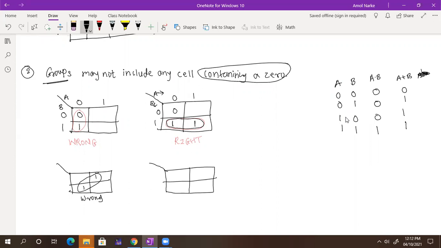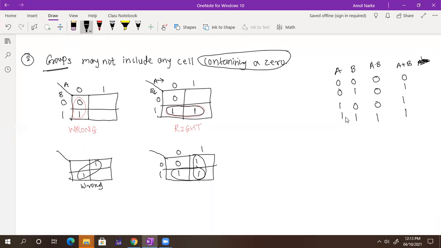Whether you are getting 0 here, 1 here, that is a different part. I will tell you that later on. First we understand the grouping. Suppose here we have 0, 1, 1, 1. This grouping is allowed, and this grouping is also allowed. But this is wrong, this is right.